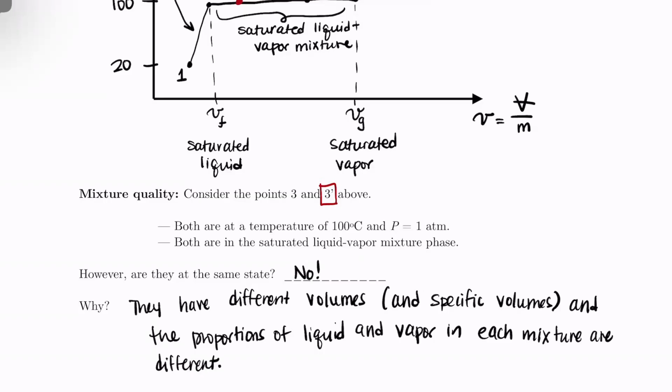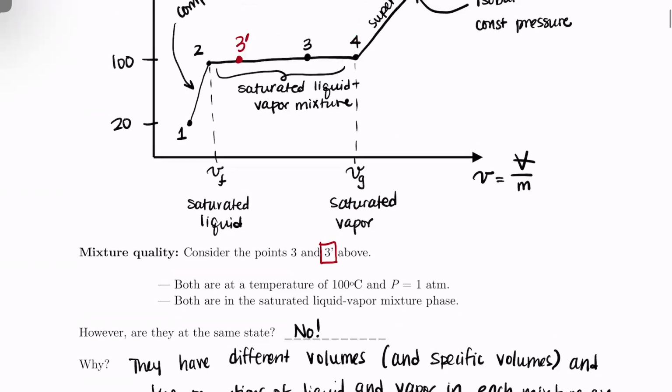You also might remember that when we talked about what is a state of a substance before, I think in the first unit, we talked about all the qualities having to be identical, right? So the specific volume, the pressure, the temperature, all of those things have to be identical, but the specific volume is different from 3 prime to 3.